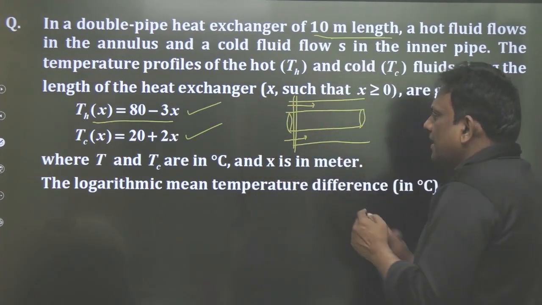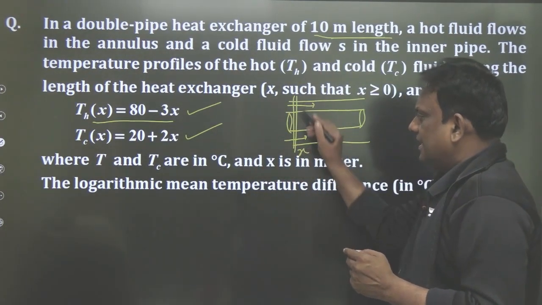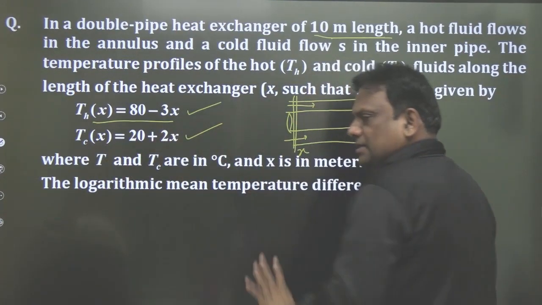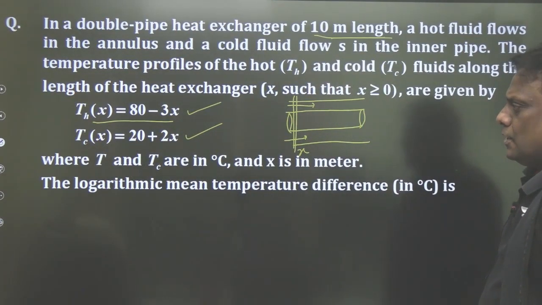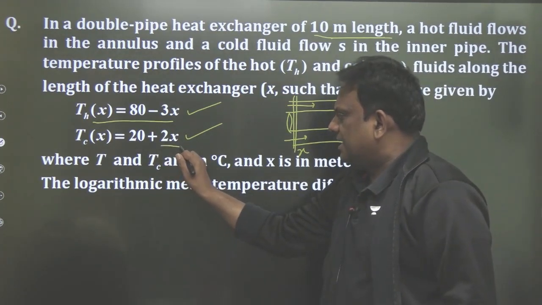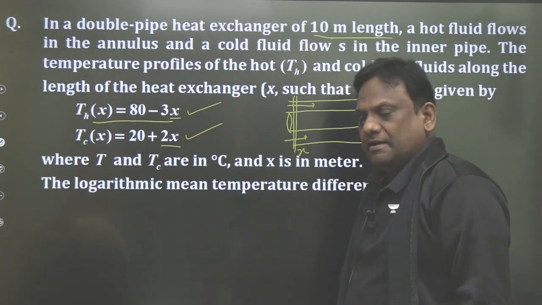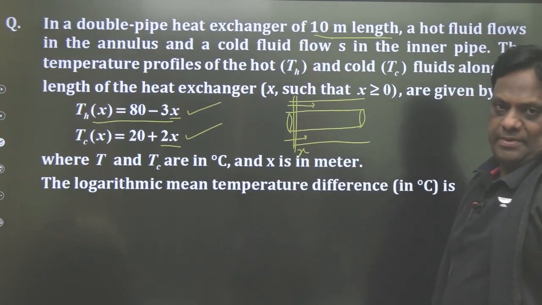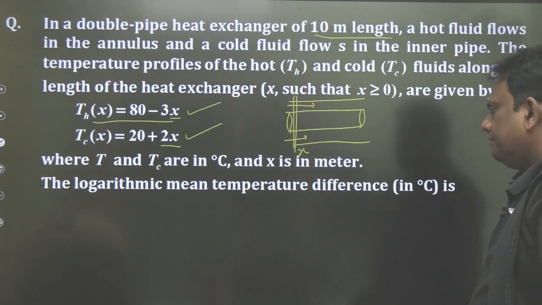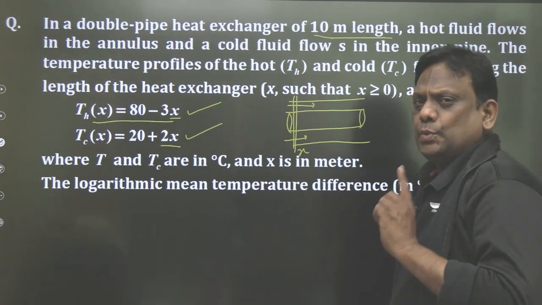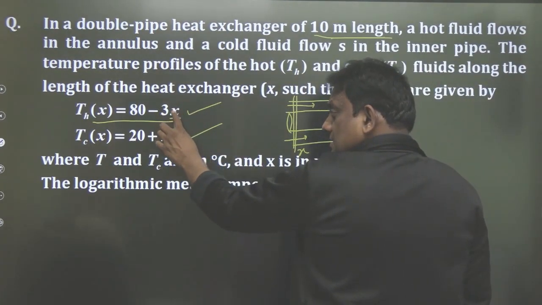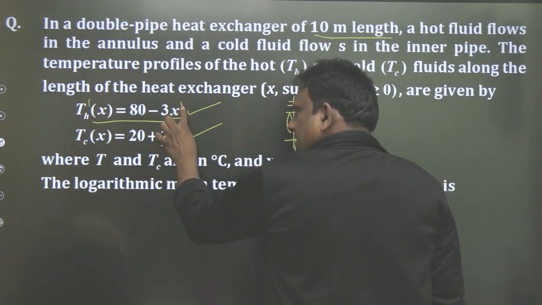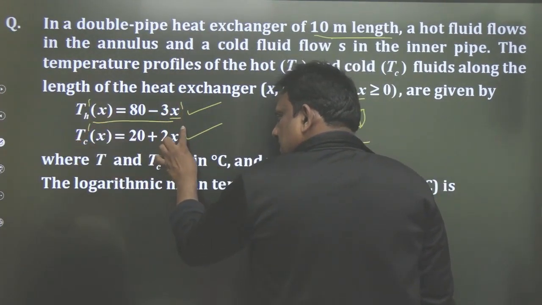What does X stand for? X is measured from the inlet end. The variation of temperature for hot fluid is given, and for cold fluid is given. Look carefully. The cold fluid temperature is increasing and the hot fluid temperature is decreasing, and X is measured from here. No problem at all. Observe how the temperature is varying with X. If you see, it is linear. See the power of temperature, see the power of X, it is linear.